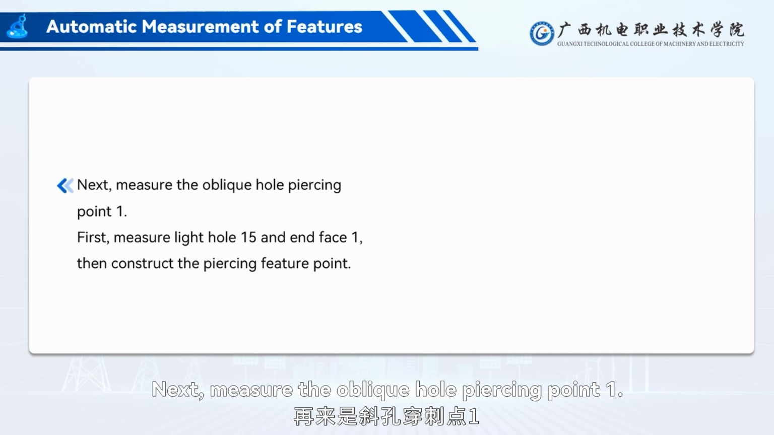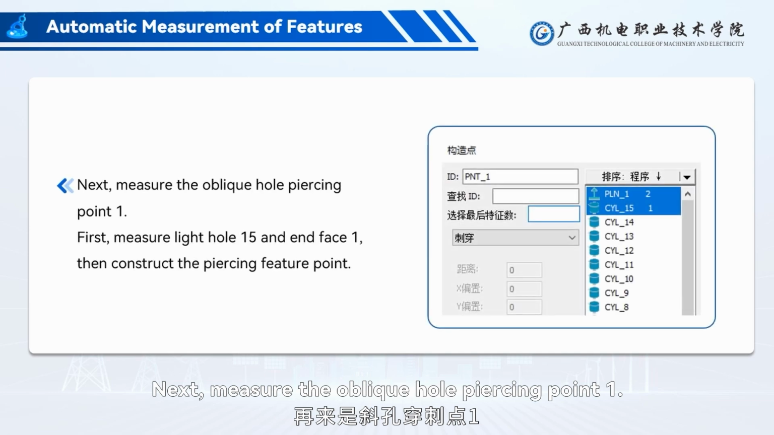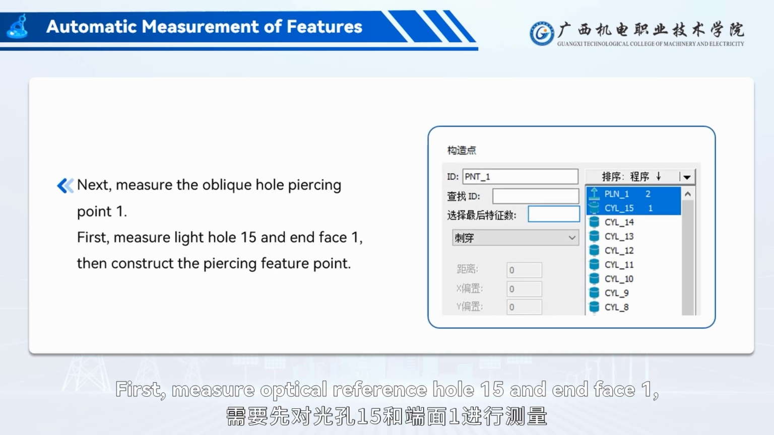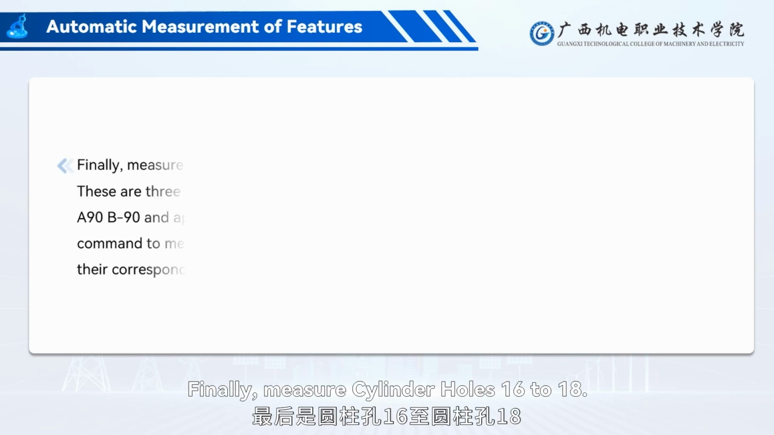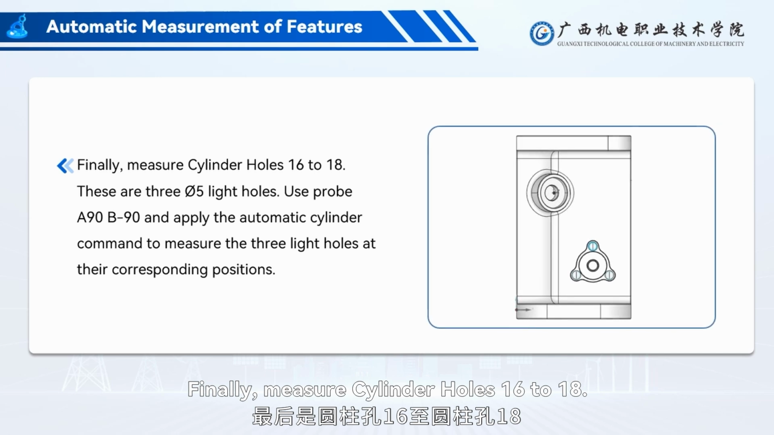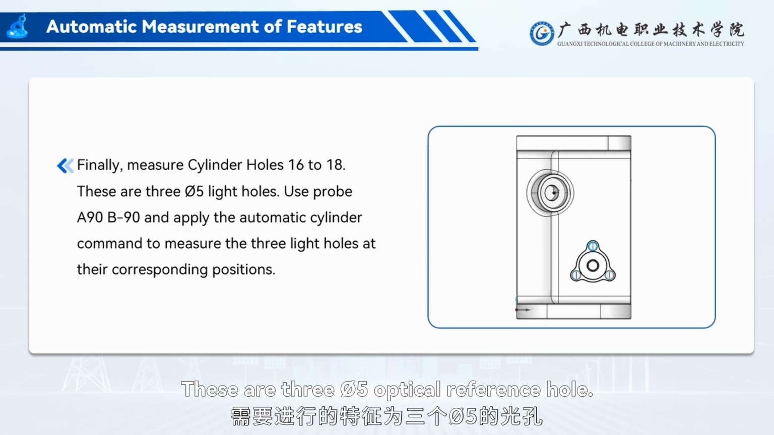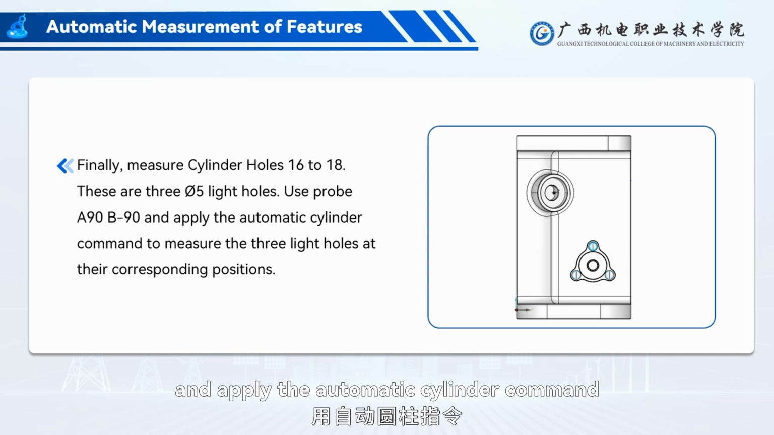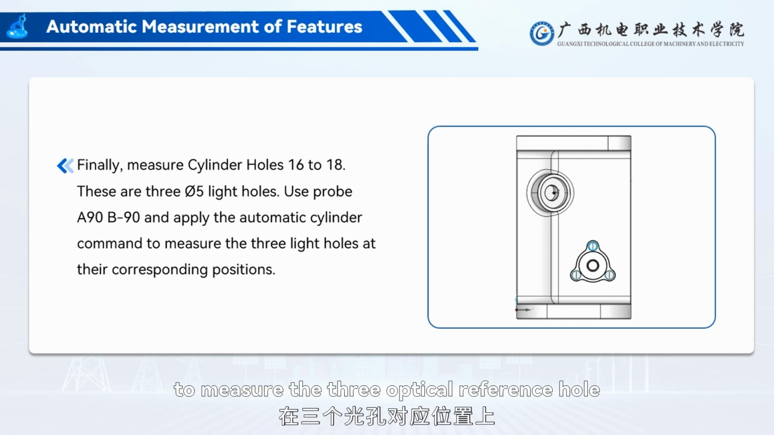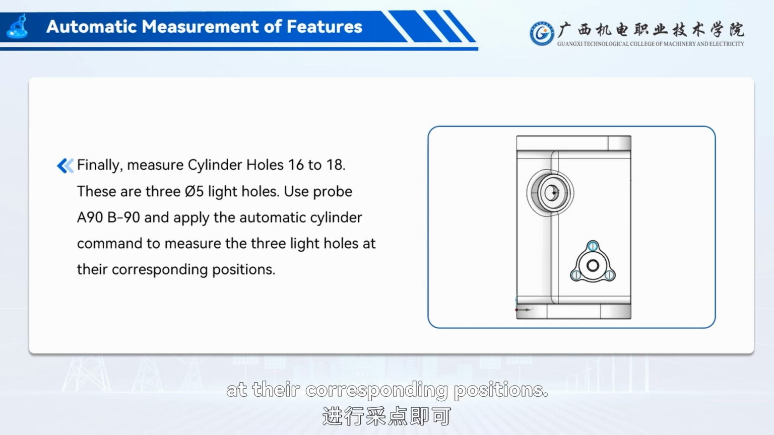Next, measure the oblique hole piercing point 1. First, measure optical reference hole 15 and end face 1. Then construct the piercing feature point. Finally, measure cylinder holes 16 to 18. These are 305 optical reference holes. Use probe A90B90 and apply the automatic cylinder command to measure the 3 optical reference holes at their corresponding positions.